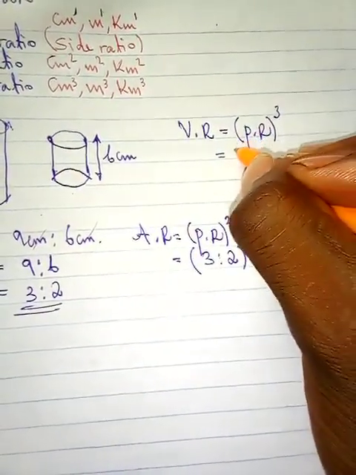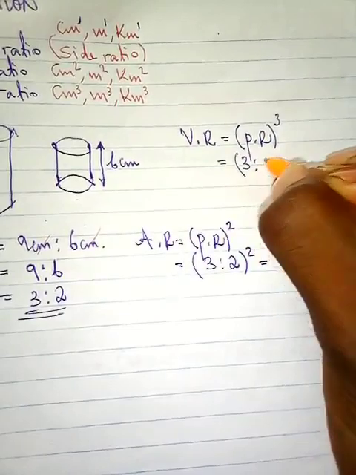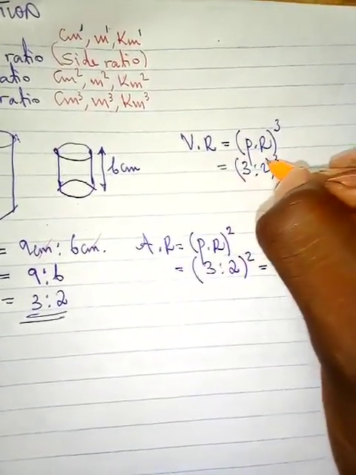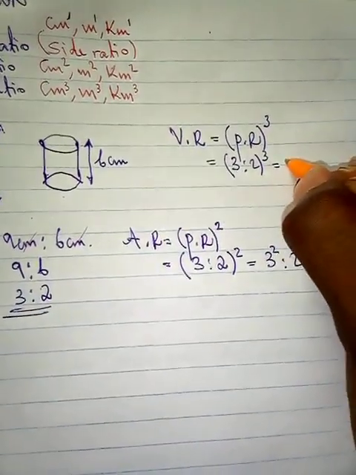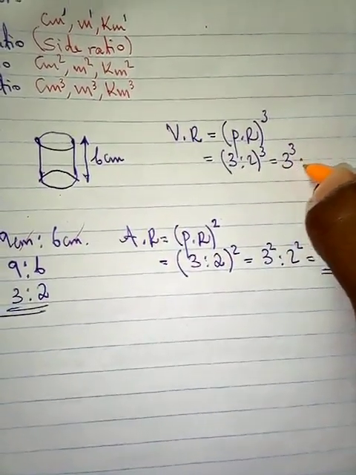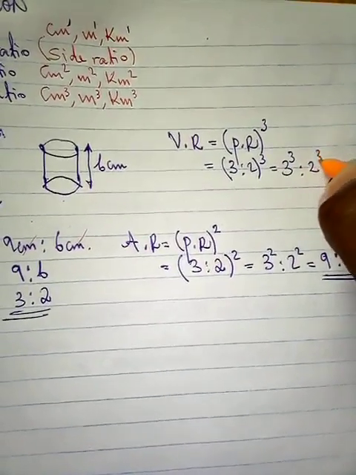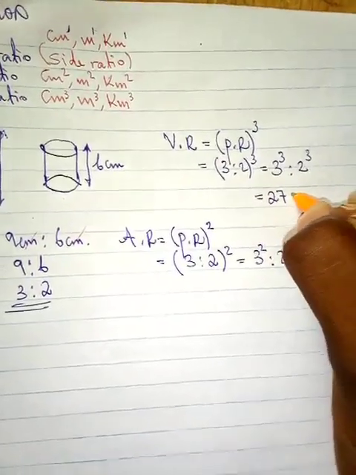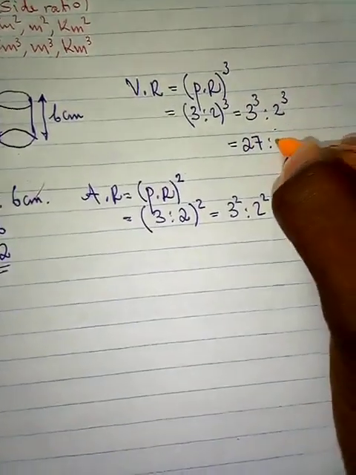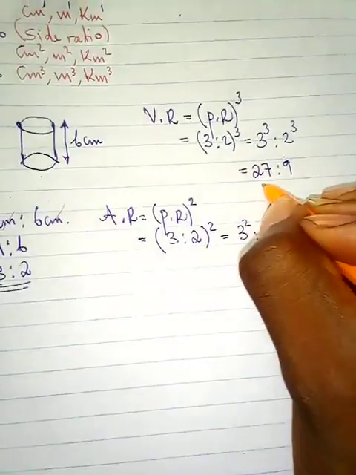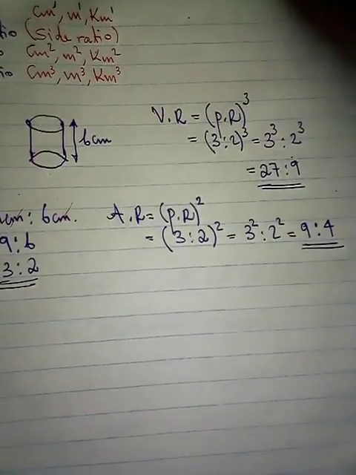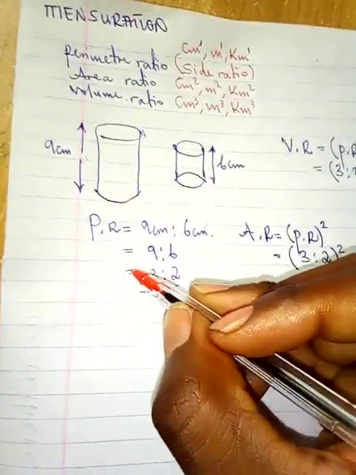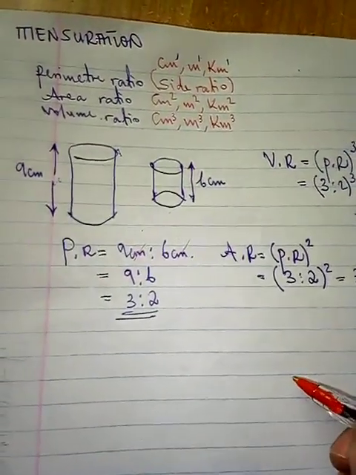So this is just going to be 3 to 2 to the power 3. You distribute the power 3 to both of these numbers. 3 to the power 3, 2 to the power 3. 3 to the power 3, the answer is just going to be 27. 2 to the power 3, the answer is just going to be 8. And that's it. You have determined your volume ratio, your area ratio, and your perimeter ratio, just like that.